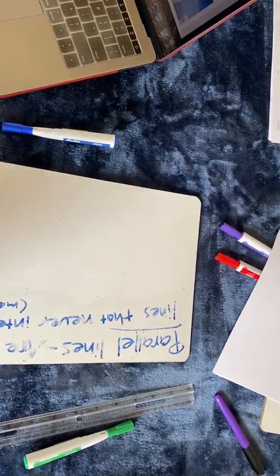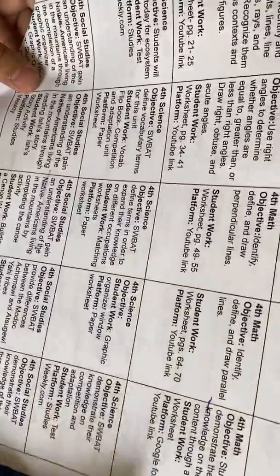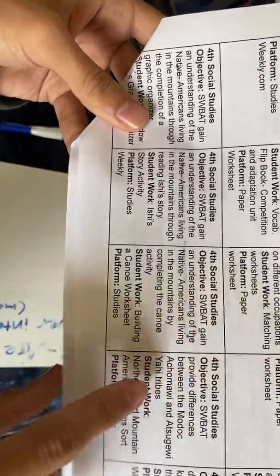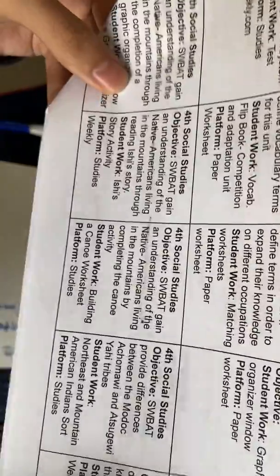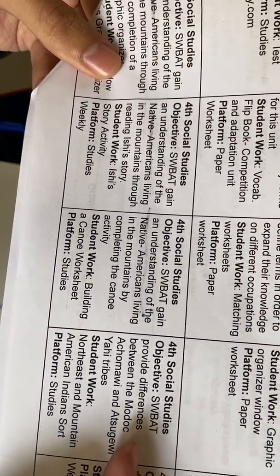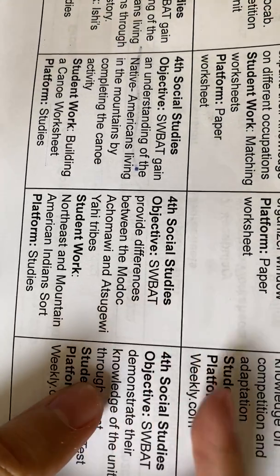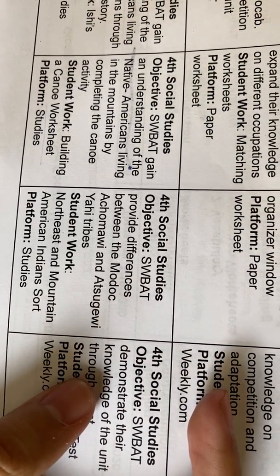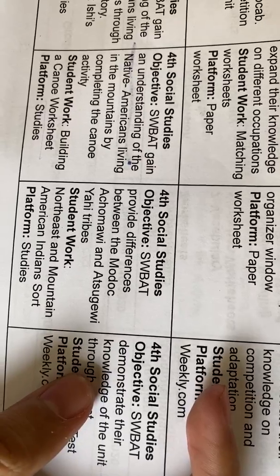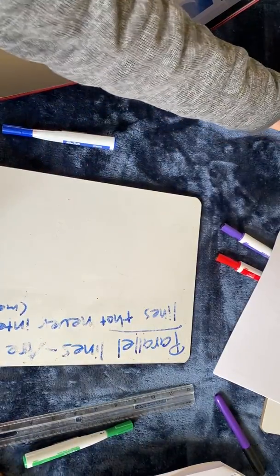Now, for your social studies. For social studies, it says students will be able to provide differences between the Modoc, the Achomawi, Atsugewi, and Yahi tribes. So for that one, you're going to need this paper right here.